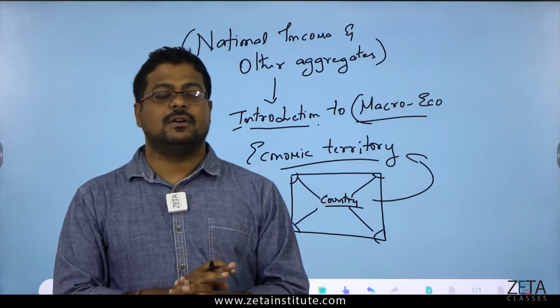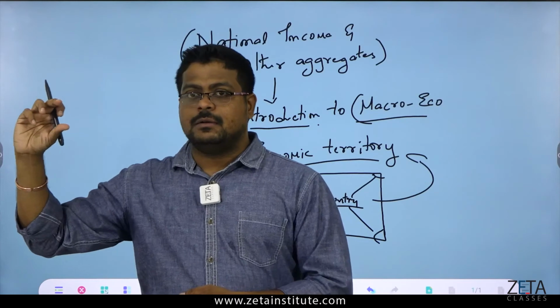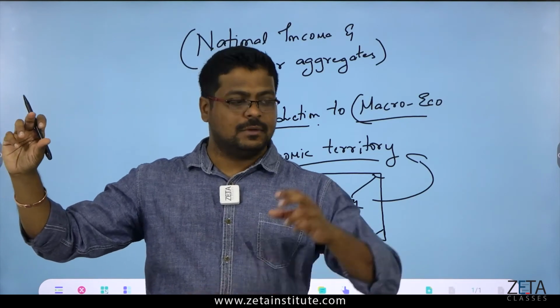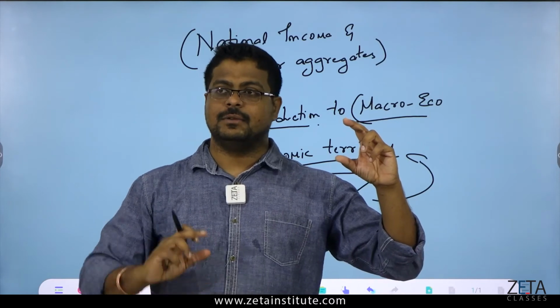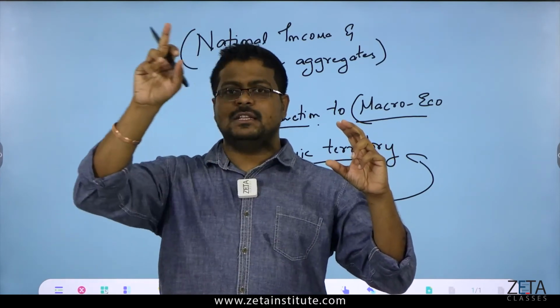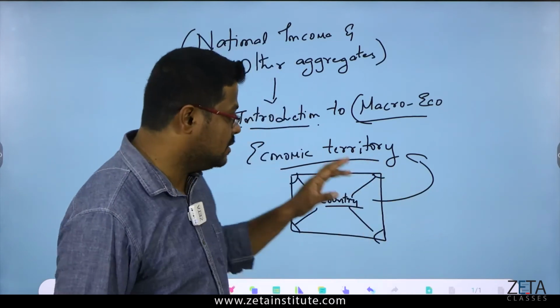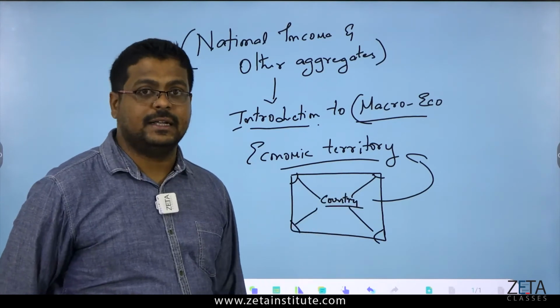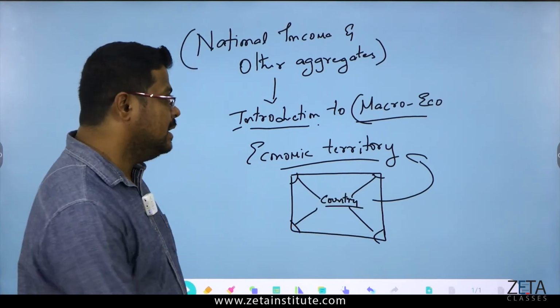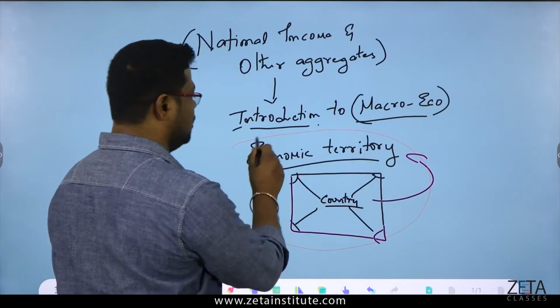You should understand it conceptually. Government will come, producers or business firms will come, consumers will come, foreign trade will come. So within this only, the entire circular flow of income will be happening inside the country. So that is the circular flow of income, and this is the economic territory. Understood? So these are the basic things you have to know with this topic.